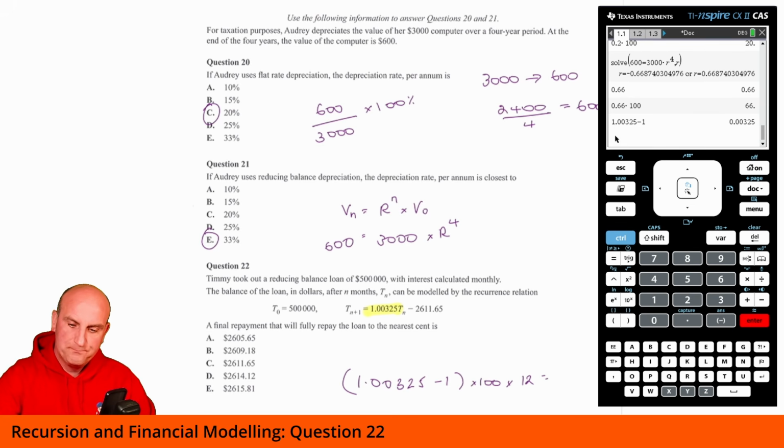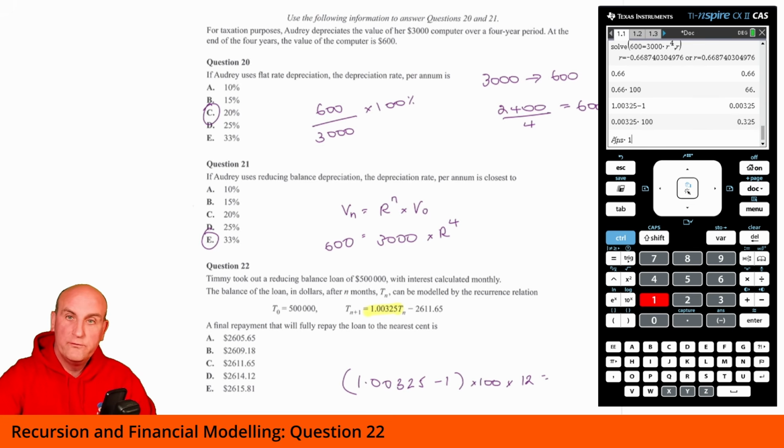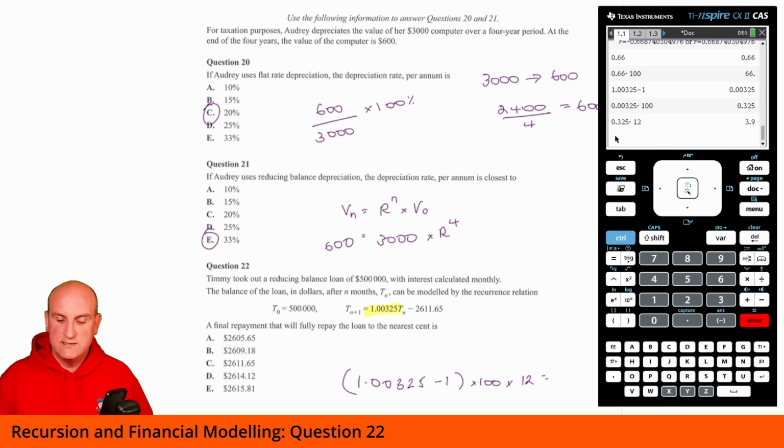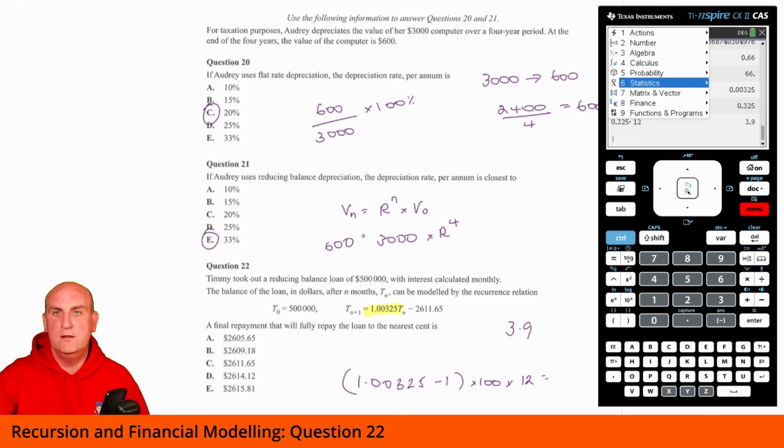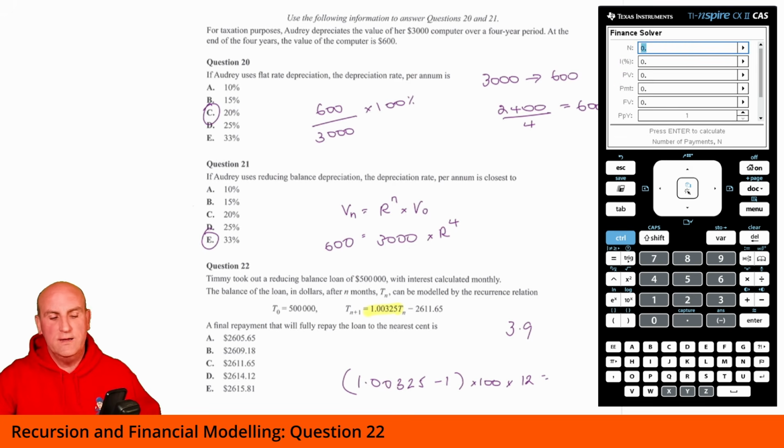So 1.00325 minus 1 times 100 times 12 gives me 3.9%. So that's my annual interest rate of 3.9%. So fingers crossed. Now, if I go menu, finance, financial solver, lucky me, it's deleted it all. Oh, how frustrating is that? Right. So let's go again. I is 3.9. Principal value is 500,000.